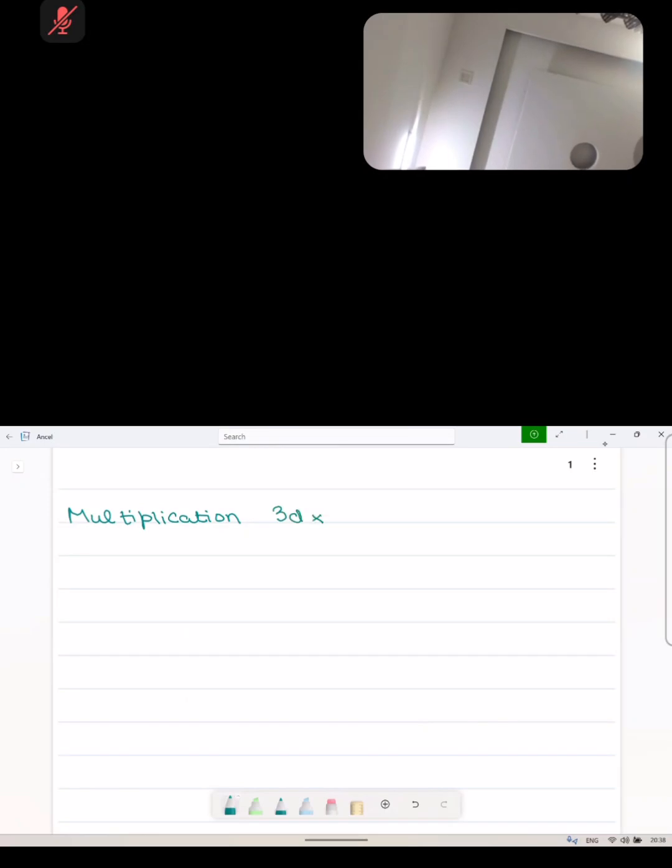3 digit multiplied by 1 digit. Okay. So now, as the heading says, 3 digit multiplied by 1 digit. So we'll take a number that is of 3 digits here. We will multiply it with 1 digit, and then we'll get the answer as 4 digits. Now I'm going to explain to you how we are going to get the answer in 4 digits.